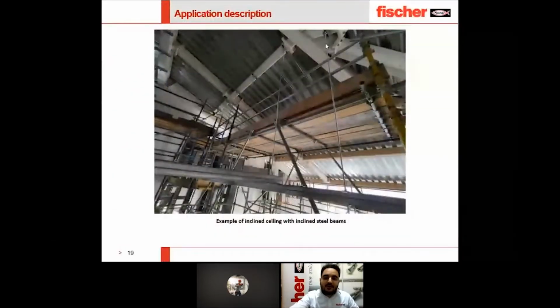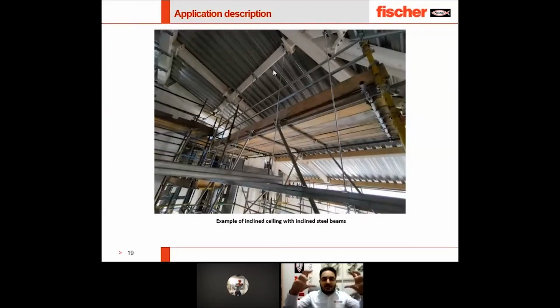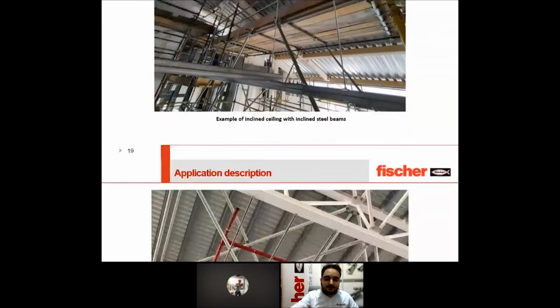Also, we have a complicated case here, when you have an inclined ceiling and an inclined orientation for the beam also. So the beam itself is inclined and the ceiling itself is also inclined. So you have a complex inclination here. So we also propose a solution. Inshallah, we will talk about it in the next slide.